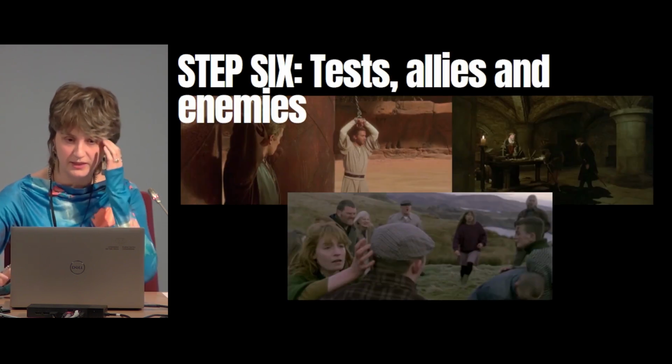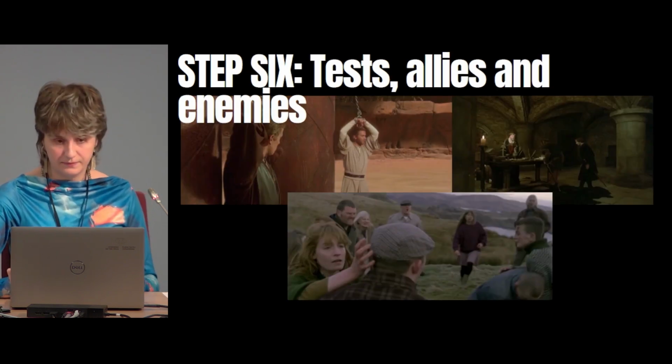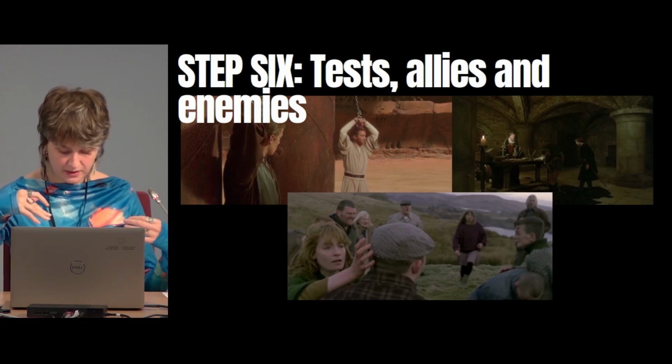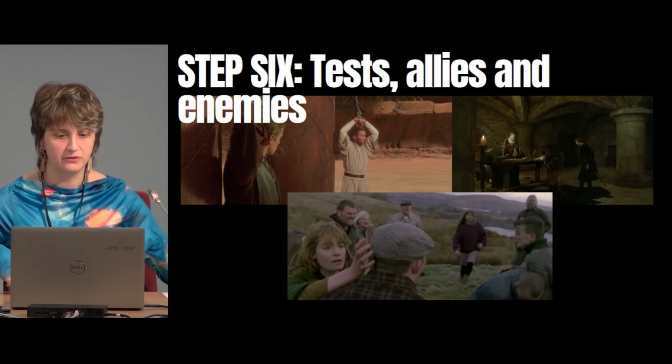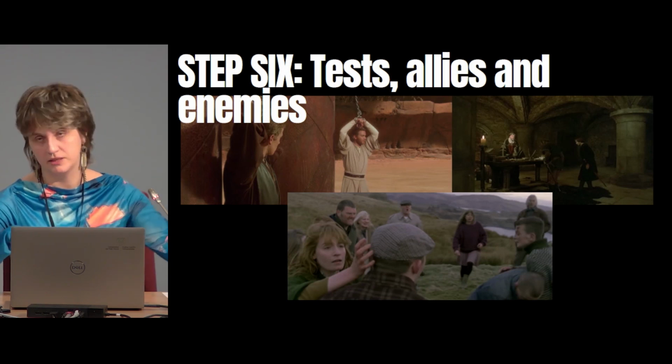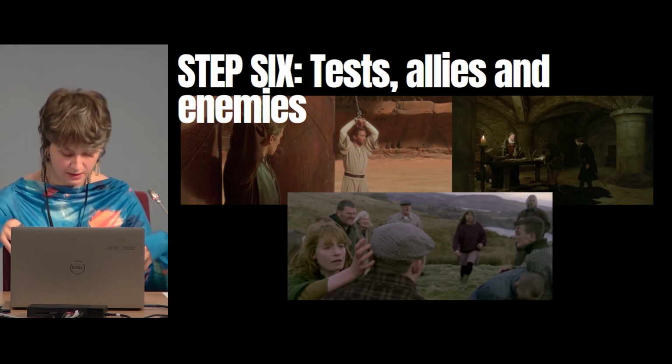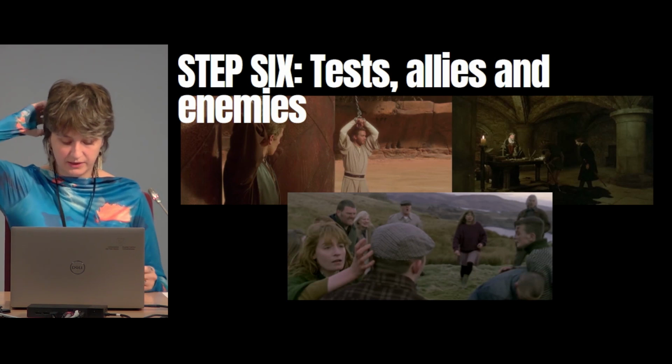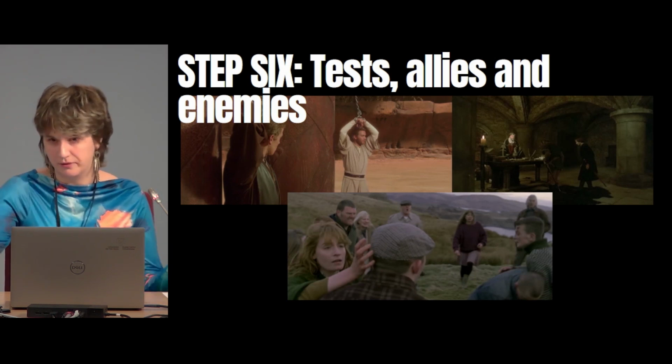Step 6, tests, allies and enemies. Anakin becomes a Padawan. He'll have a lot of adventures. He'll find allies in his master Obi-Wan and his love Padme, and other Jedis, and he will find enemies like Count Dooku. This is the whole of episode 2, basically.